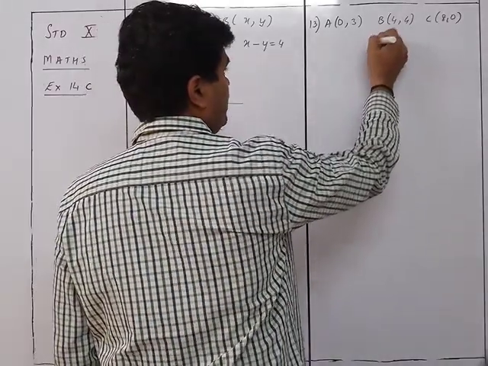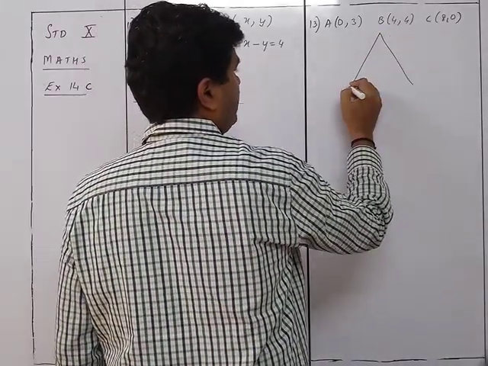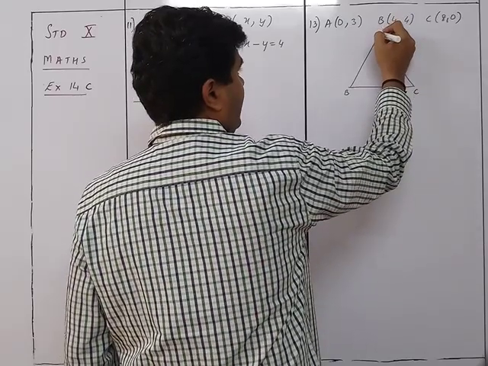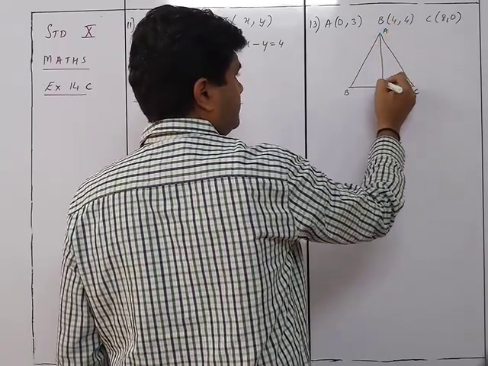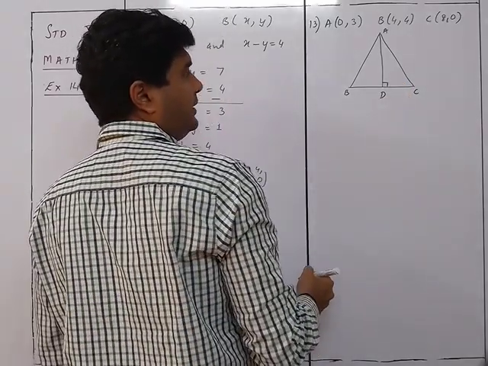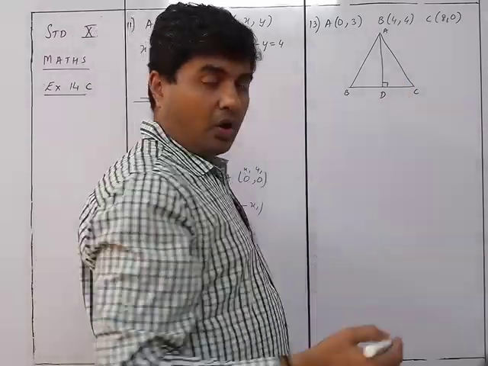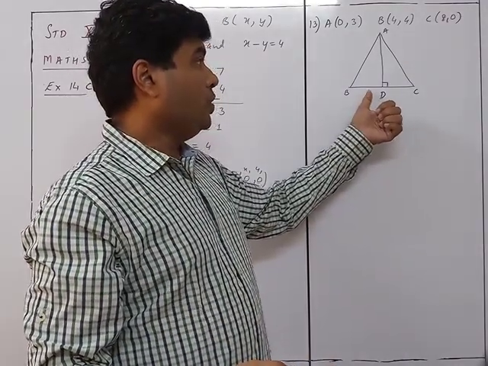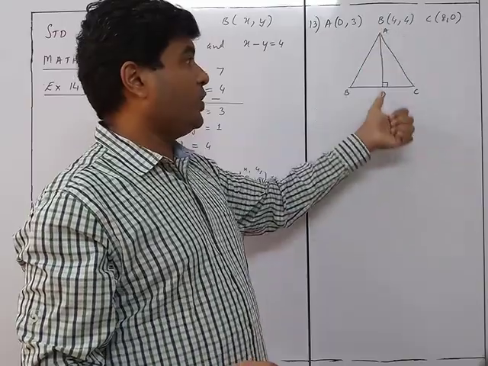So that is this way, that this is your triangle. You have this B, you have this C, this is A, and you have a line which is perpendicular to BC. Okay, got it? So I need to know the equation of AD.